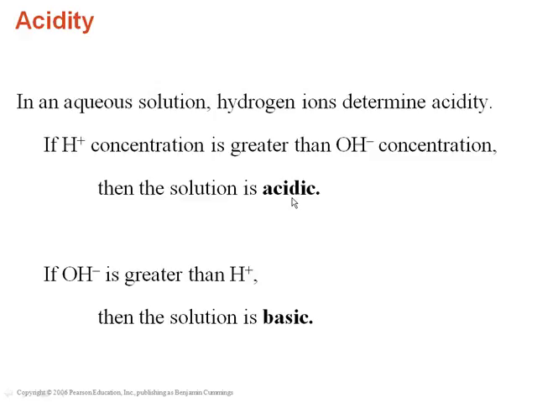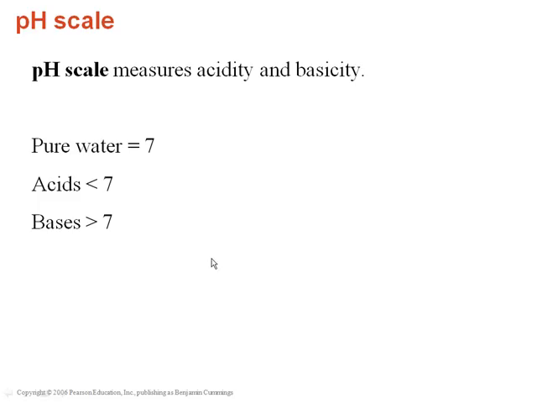So the greater the difference, the higher the concentration of hydrogen ion compared to OH, the more acidic that compound is. If the hydroxide ion concentration is greater than the hydrogen ion concentration, then the solution is basic. So again, it'll become a stronger base the greater the difference is between hydroxide and hydrogen here. Here's the way we typically look at this. The pH scale measures acidity and basicity.